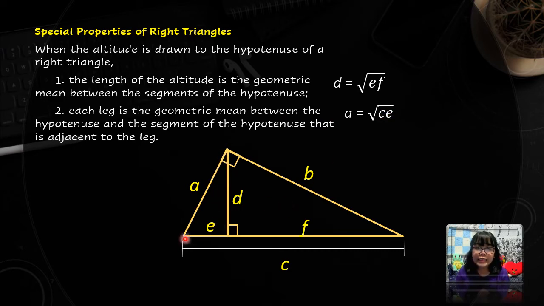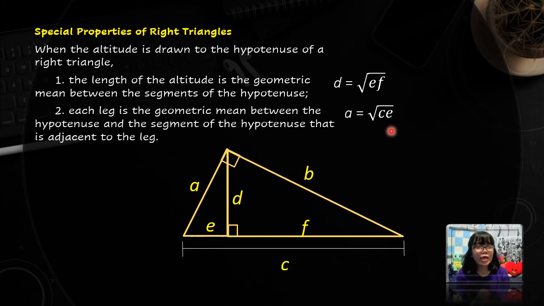C here is the hypotenuse because each leg is the geometric mean between the hypotenuse, and that is C, and the segment of the hypotenuse that is adjacent to the leg. So this is the segment of the hypotenuse that is adjacent to A. So this is your A, so the segment adjacent to it is E. So therefore, if we want to get the value of A, we need to get the square root of the product of the hypotenuse and the segment, and that is C times E. So again, geometric mean, square root of the product of two quantities or two or more quantities.